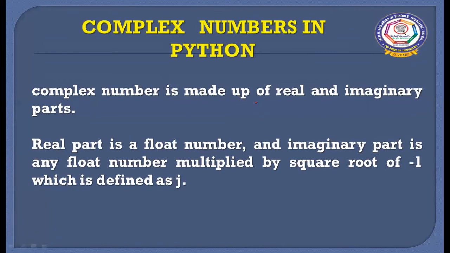A complex number is made up of a real and an imaginary part. The real part is a floating point number and the imaginary part is a floating point number multiplied by the square root of -1, which is defined as j, that is a plus bj. Usually you will write these terms in mathematical terms, but in Python we will use a plus bj instead of i. Even your j value is nothing but the square root of -1.